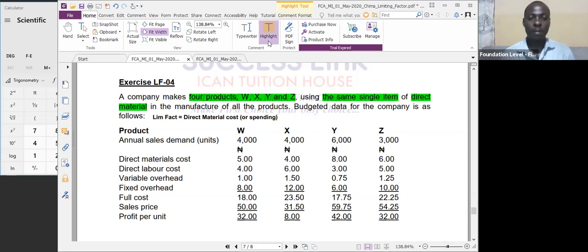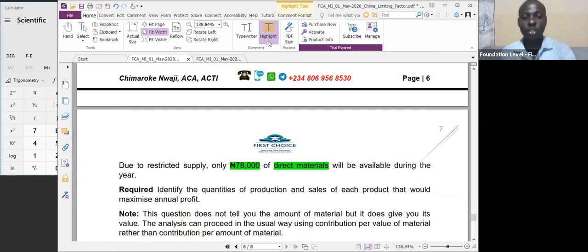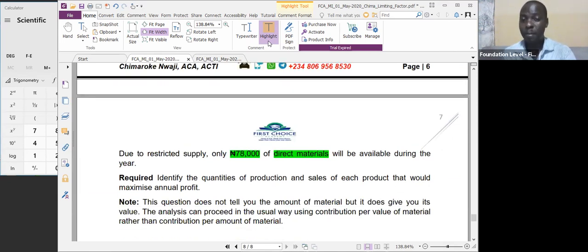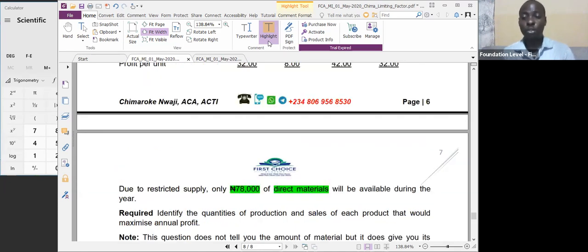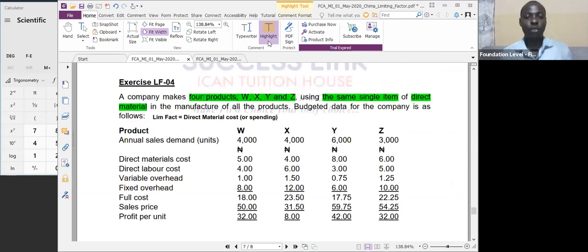So now look at what you're going to do. The first thing to do in this question, because we are told to identify the quantities of production and sales of each product that will maximize annual profit. Now, this question does not tell you the amount of material, but it does give you its value. So we are not told the quantity of material, but we are given its value. So we are going to be using the usual method to find contribution. Okay, now look at what I want you to do. Step one, what is your contribution per unit? You were not given it. Can you get it? Yes. How do you get it?